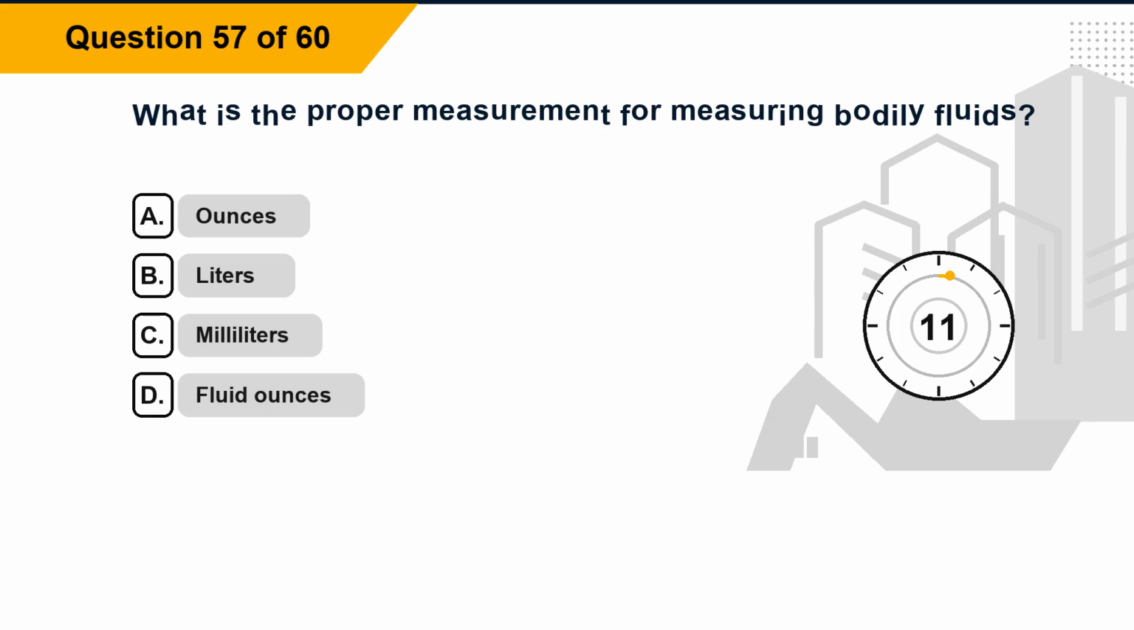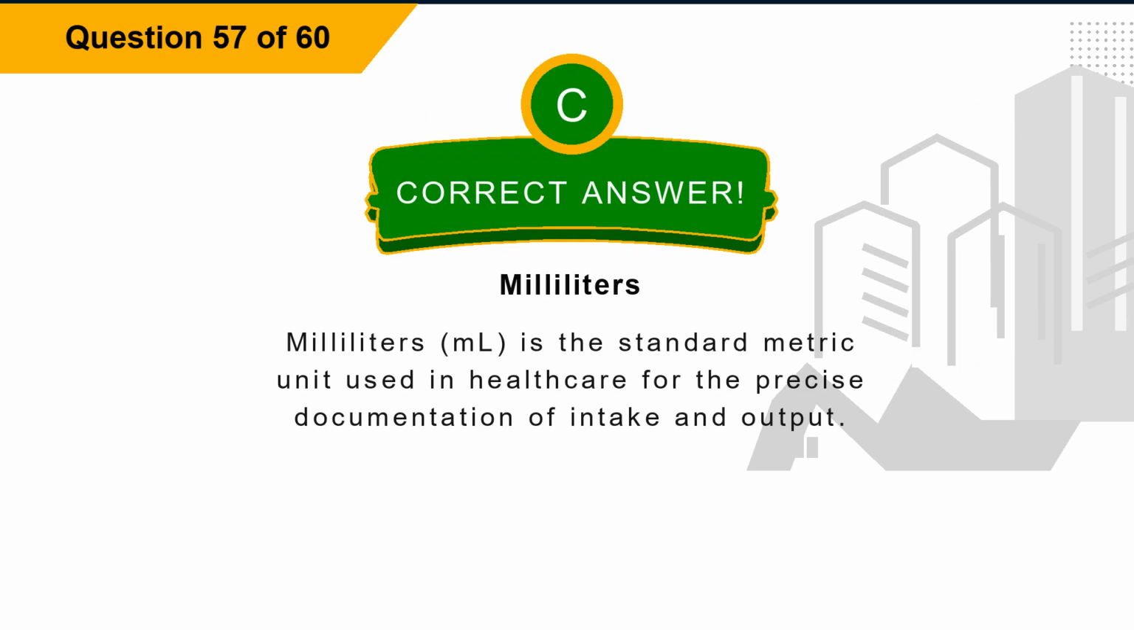Question 57. What is the proper measurement for measuring bodily fluids? Option A, ounces. Option B, liters. Option C, milliliters. Option D, fluid ounces. The correct answer is option C, milliliters. Explanation: milliliters, mL, is the standard metric unit used in healthcare for the precise documentation of intake and output.